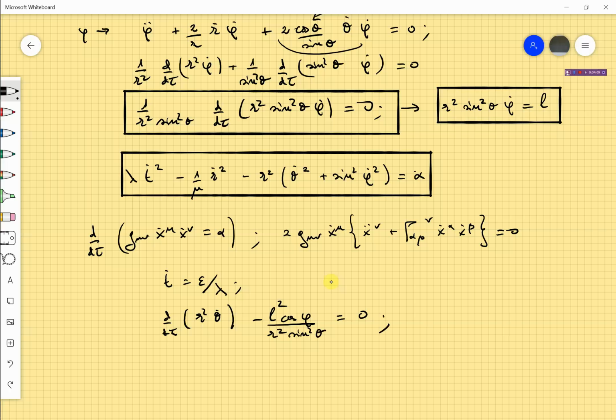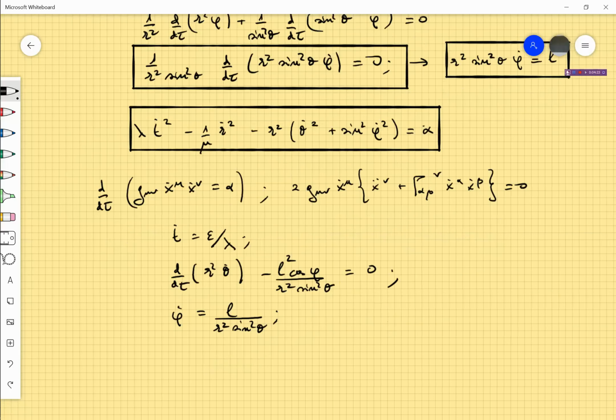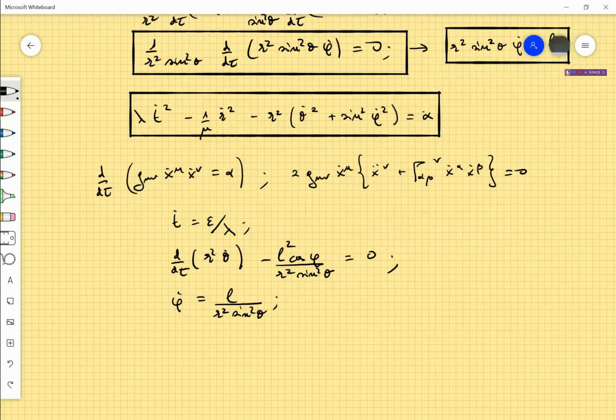The third equation is just phi dot equal to L divided by r squared sine squared theta. And the last equation that we are going to use is the mass shell condition, but with T dot replaced by epsilon divided by lambda.